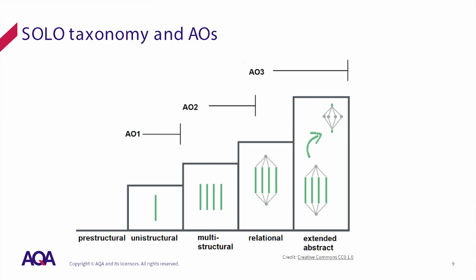AO2 tasks are multistructural or relational, so a student succeeding at AO2 tasks will have a knowledge of multiple facts within the learning domain and can understand the relationships at work. They can now, for example, explain that water boils at 100 degrees Celsius and that this is because there's increased kinetic energy of the water molecules that make up the liquid.